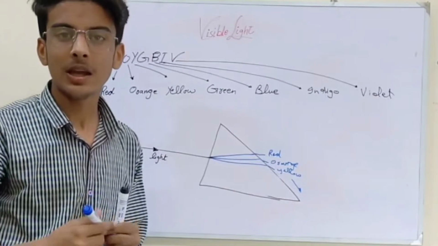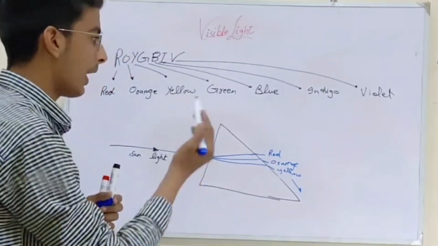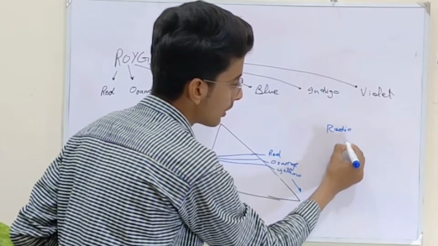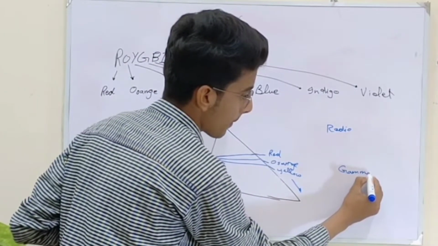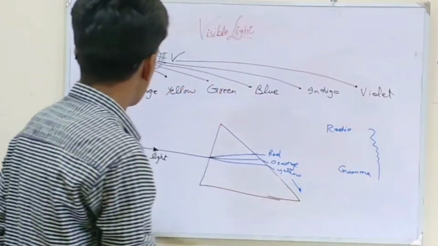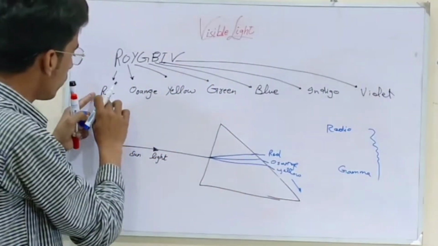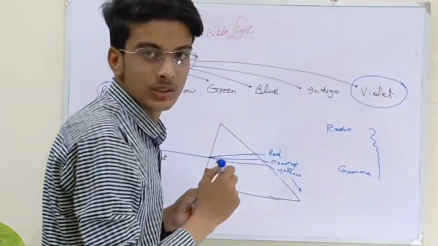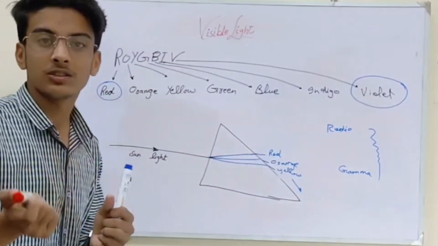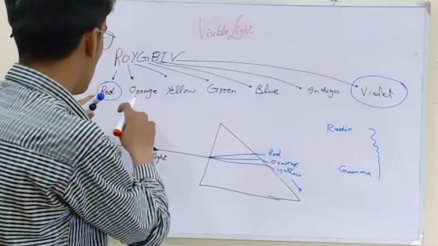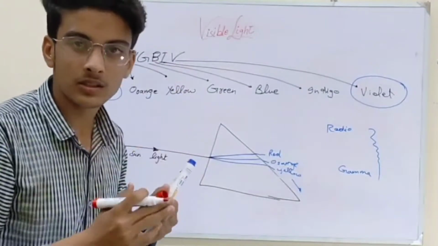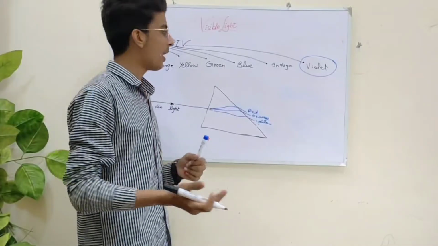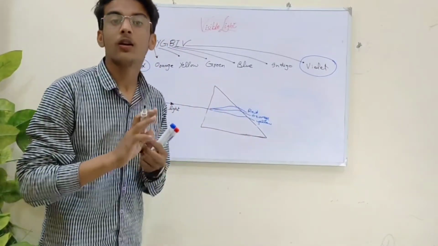How do their frequency and wavelength change? Like in the electromagnetic spectrum, as we go from radio to gamma, the wavelength decreases. Same is the case here. As we go from red to violet, the wavelength decreases. And as we learned in the last video, as the wavelength decreases, the frequency increases. Now we'll talk about reflection and refraction.